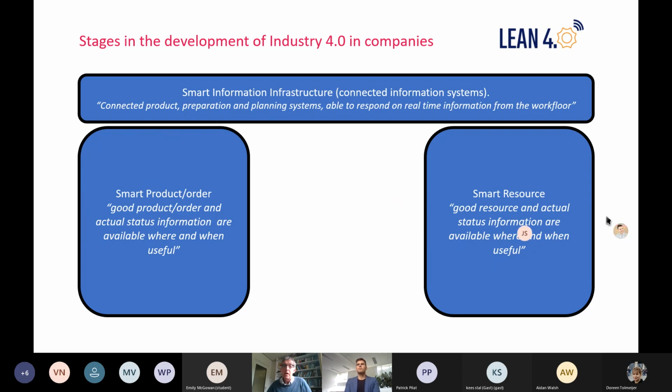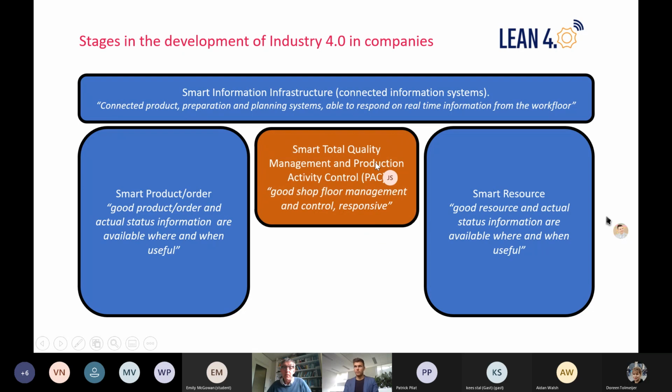Also workers are resources. So to what extent are our workers available, and are they present, and can we use that information to make smart decisions? And that's the next step. We make smart decisions. And basically, I've distinguished here smart total quality management and production activity control. So smart total quality management, that's basically the first step.